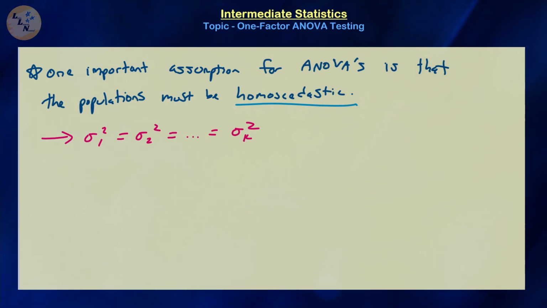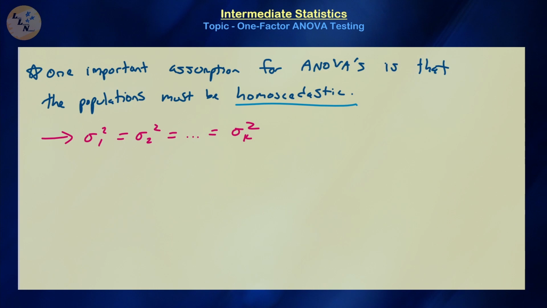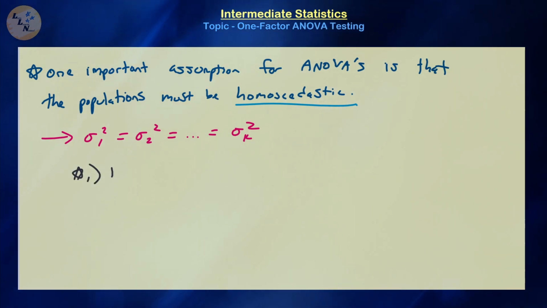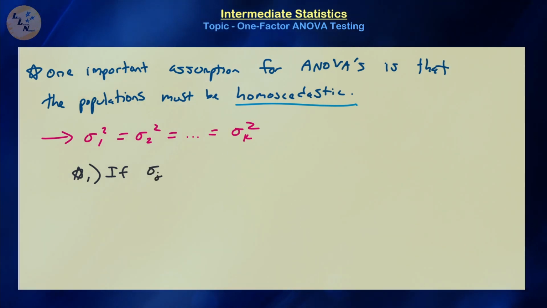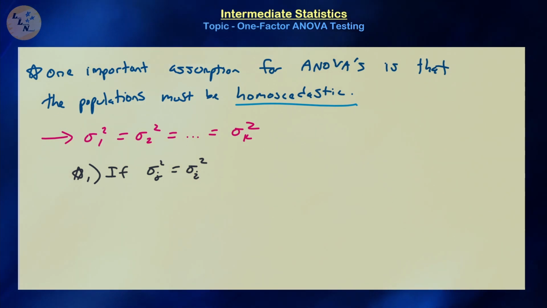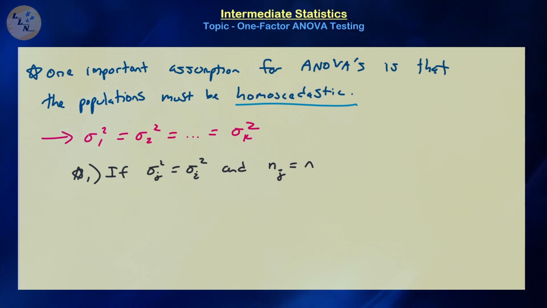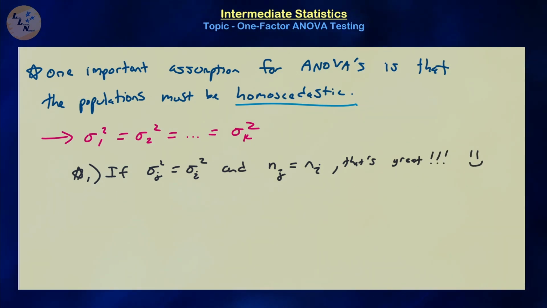So let's look at a few scenarios in terms of the equality of population variances and also how sample size differences may come into play here in terms of our analysis, and also the stability of our particular study. Right? So the first scenario is if all our populations are homoscedastic to one another, so sigma j squared is equal to sigma i squared, and let's also assume that the group sizes n_j and n_i are equal to each other, then that's great. That's actually the most ideal scenario.